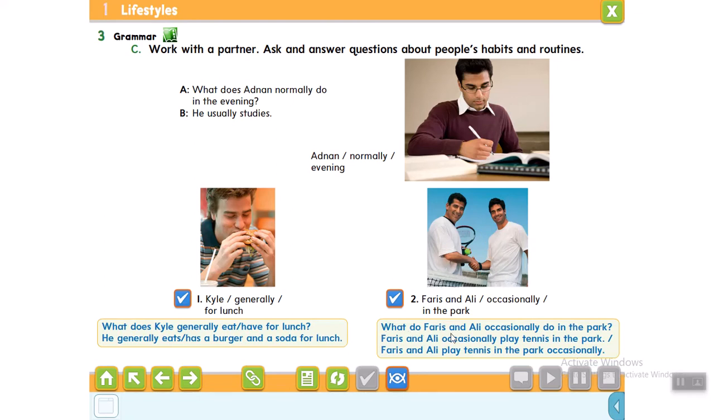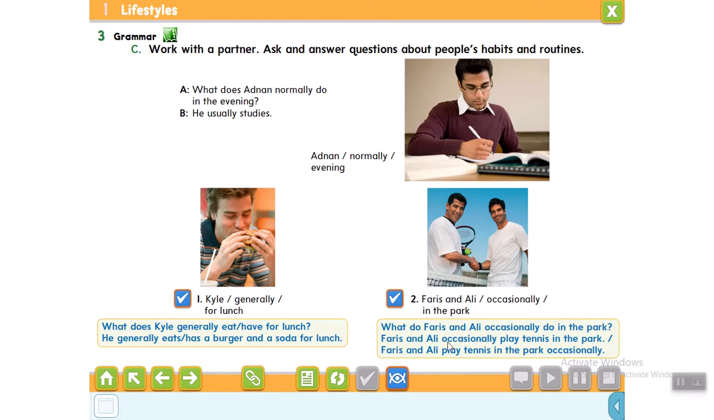So what do Faris and Ali occasionally do in the park? Faris and Ali occasionally play tennis in the park. Occasionally here is before the verb. Faris and Ali occasionally play tennis in the park. Faris and Ali play tennis in the park occasionally.